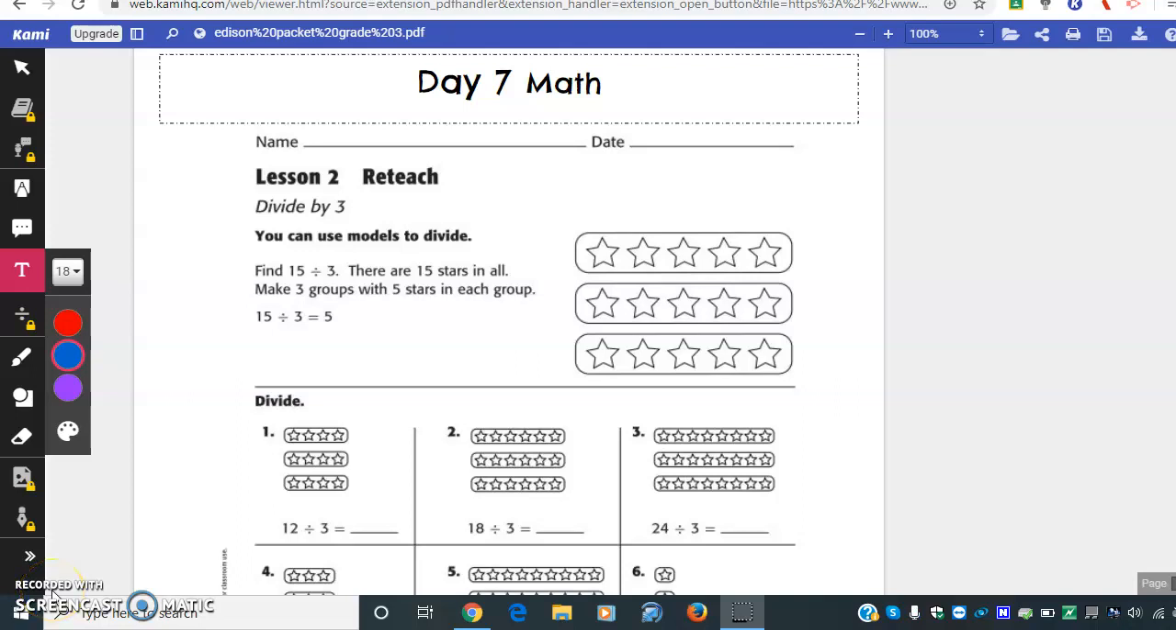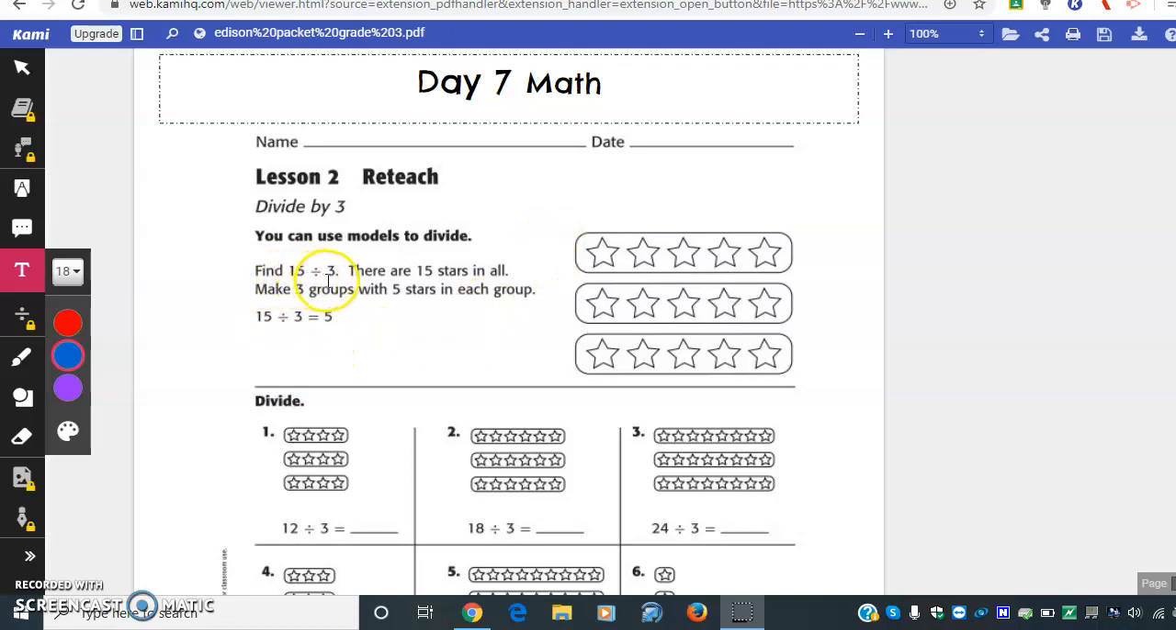This one's going to be a rather quick video because I'm pretty sure there's a lot of independent practice going on here that I'm going to be giving you a chance to do on your own. What I want to go over is just the reteach here. We're dividing by 3 and we're using the models to help us divide.